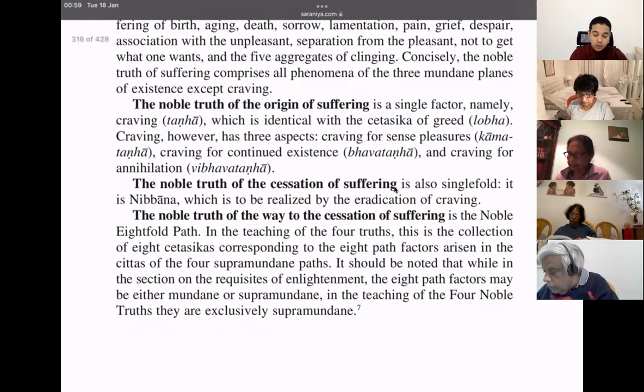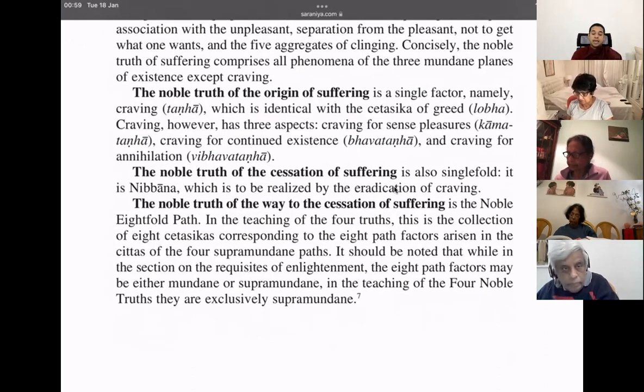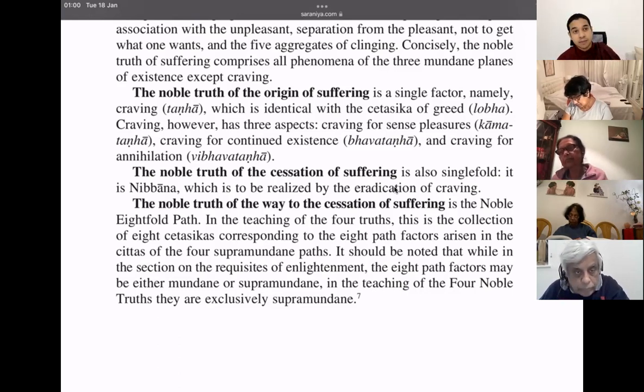The noble truth of the way to the cessation of suffering is the noble eightfold path. In the teachings of the Four Noble Truths, this is a collection of 8 Chetasikas corresponding to the 8 path factors arisen in the chittas of the 4 supramundane paths, right? We already know this. It is when these 8 Chetasikas arise in balance and devoted, committed towards Nibbana, that we are able to attain the state which is known as Nibbana.